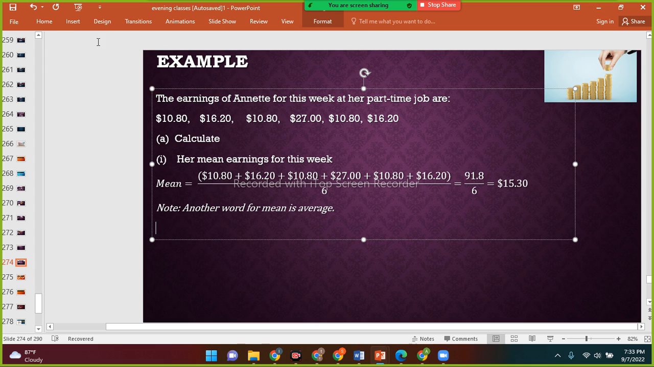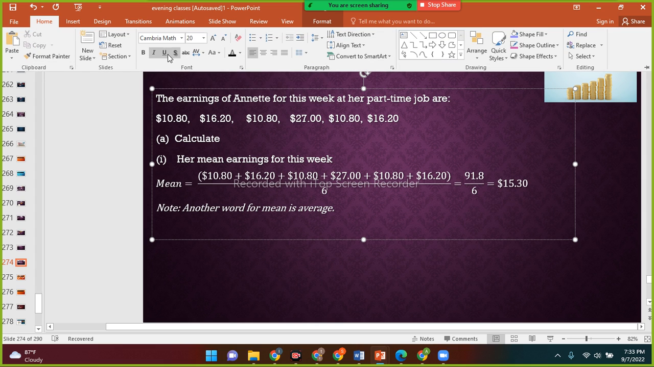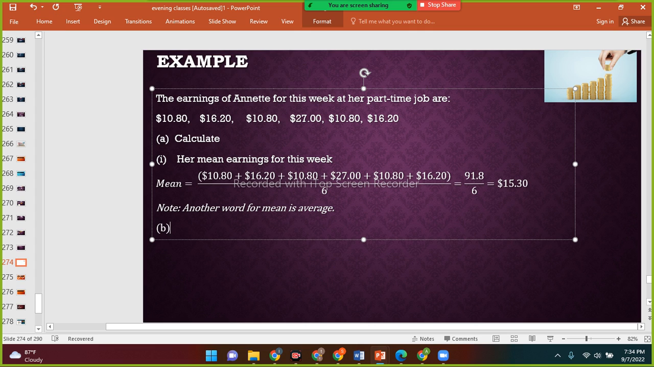So let me move this slanting thing. Oh, not B. Can't be B. Let's do A-II. All right. So the next thing that we want to do: we already calculated her mean. How about her median earnings? Calculate her median earnings.